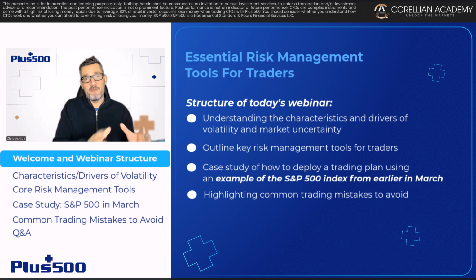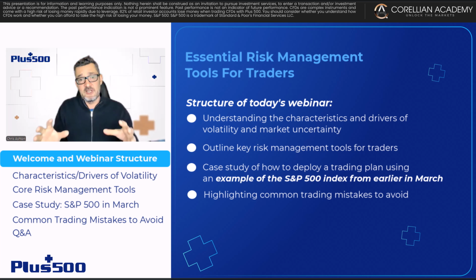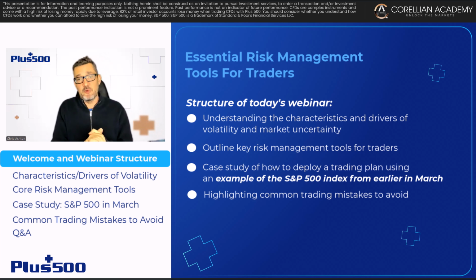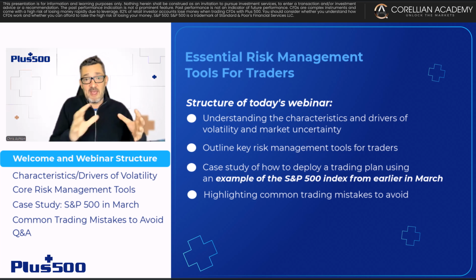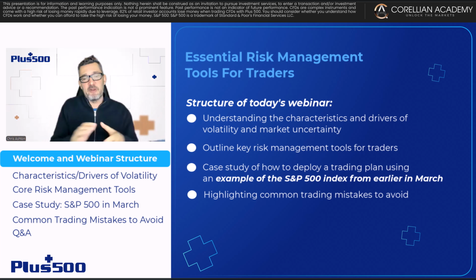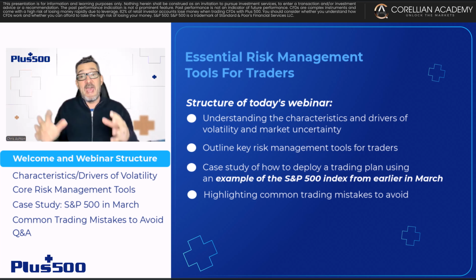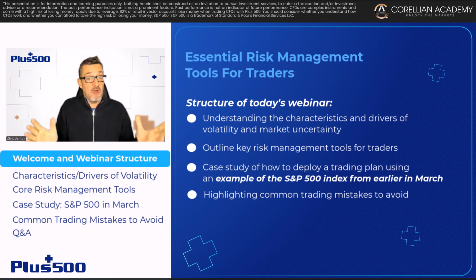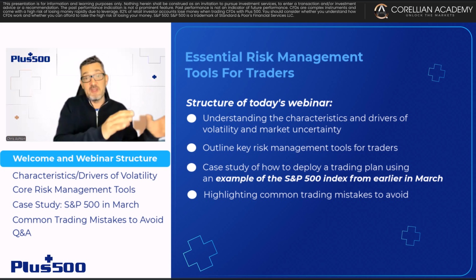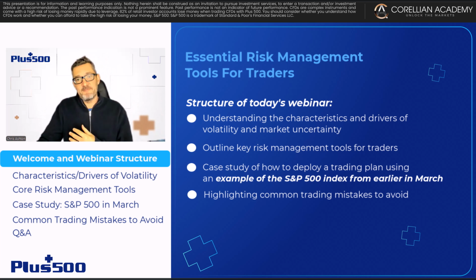First up, I'll run through understanding the characteristics and drivers of volatility and market uncertainty. I'll move on to outline key risk management tools for traders. I'll follow this with a case study example of how to deploy a trading plan, including a risk management strategy from a market or CFD earlier in March. I'll then finish the presentation part of the webinar by highlighting the common mistakes for traders to avoid that can lead to unnecessary losses. Right, there's lots to pack in, so let's move on and start discussing why the markets that you've been trading in March have behaved the way that they have.